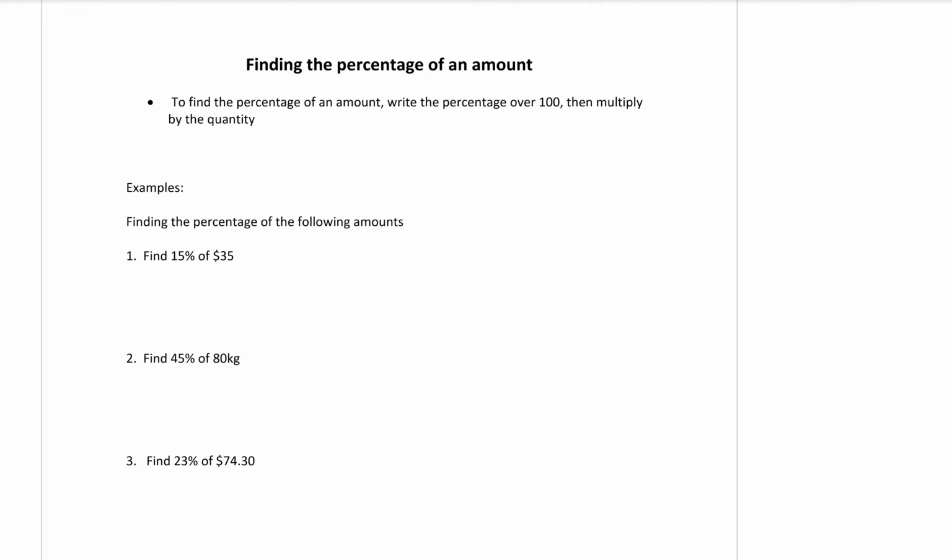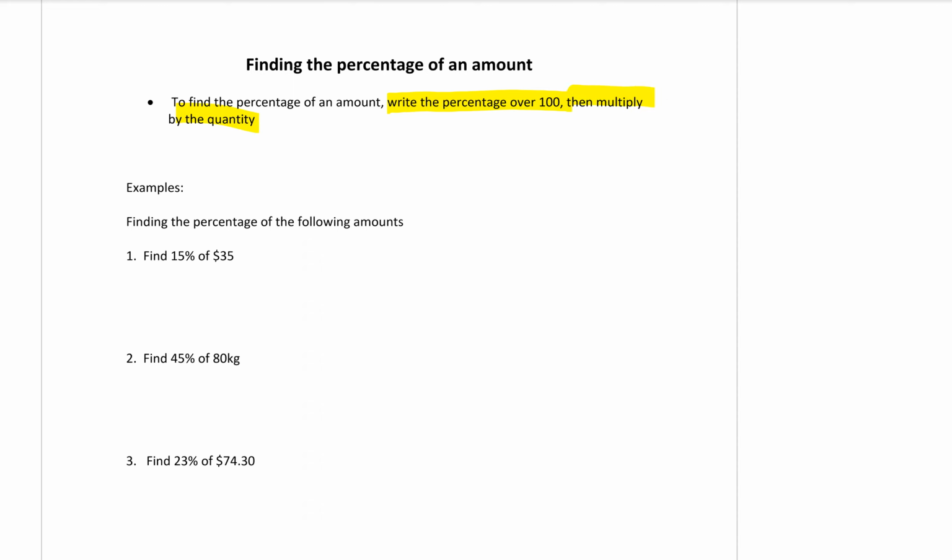Discounts and things, you get 15% off, or 50% off, or 20% off. So we want to be able to find a percentage of an amount to work out how much we might be getting as a discount, right? To find a percentage of an amount, you always write the percentage over 100, and then multiply by the quantity.